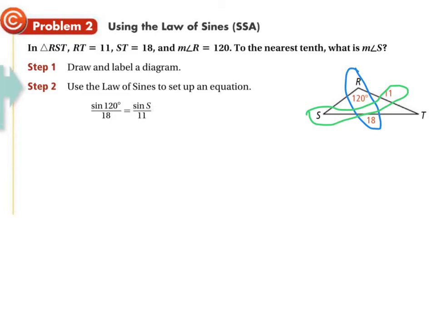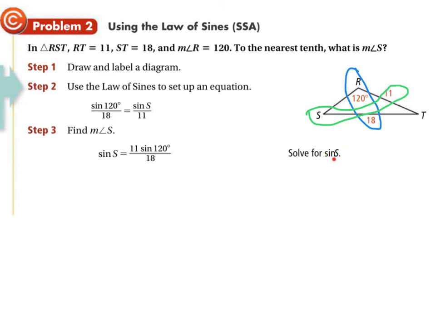So we say the sine of this angle over its opposite side equals the sine of this angle over its opposite side. The one thing that we don't know is what that angle S is, so that's why it stays as angle S, but sine of 120 divided by 18 equals sine of S over 11. If we multiply both sides by 11, we get 11 times sine of 120 divided by 18 would be the sine of S. We multiply both sides by 11 to find this.